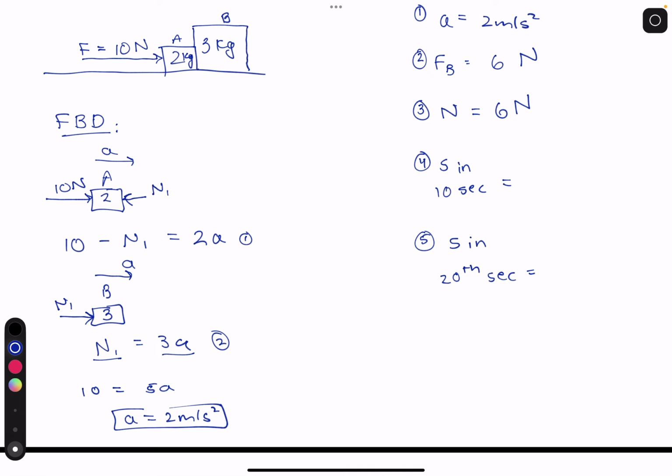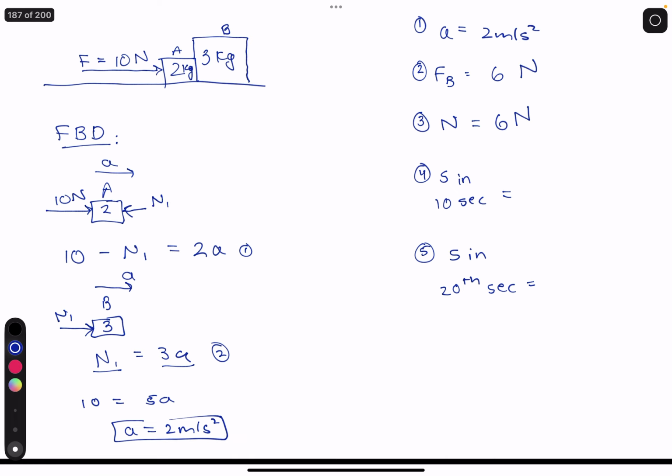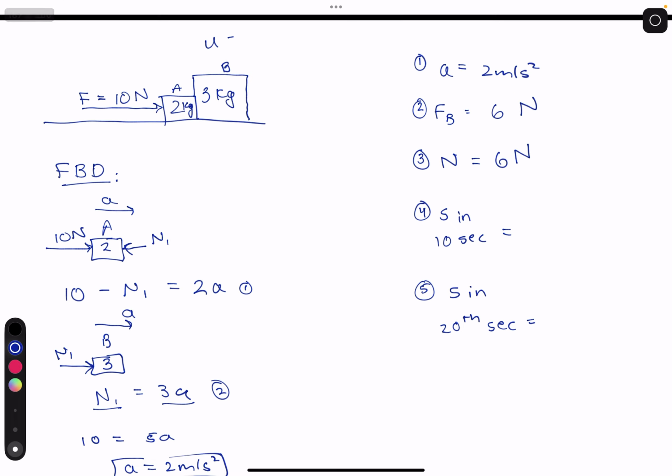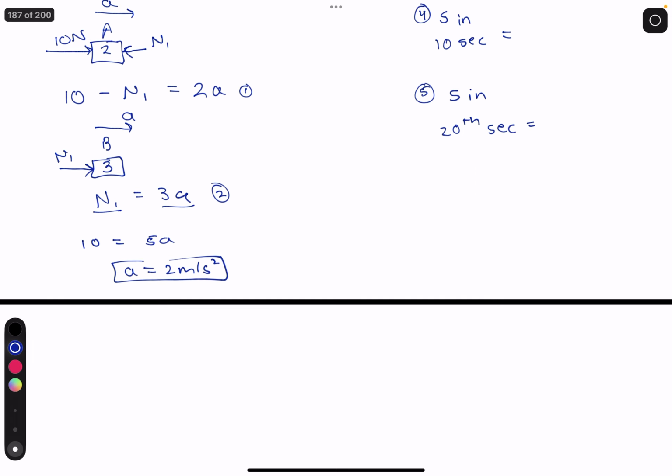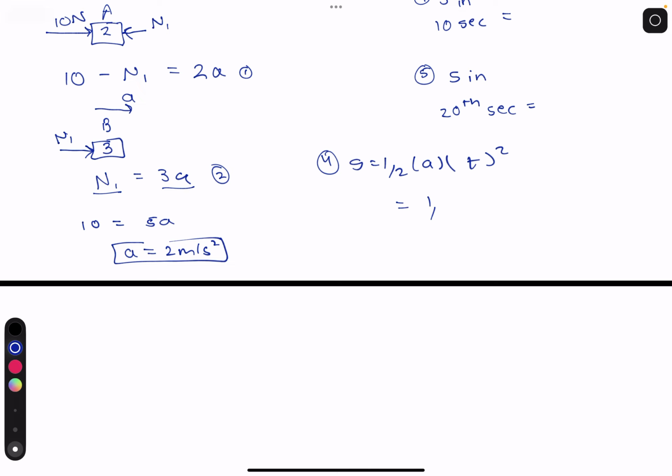Then the distance traveled in 10 seconds. Assuming that the initial speed is 0, then S is equal to half of A times T square, which is equal to 1 by 2 times 2, and this is 10 seconds, so 100. So it is equal to 100 meters.